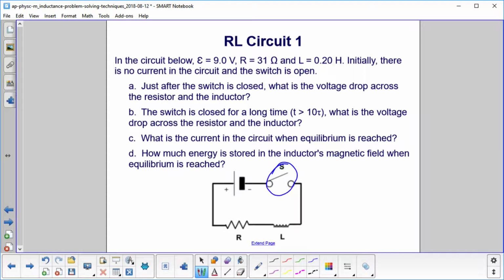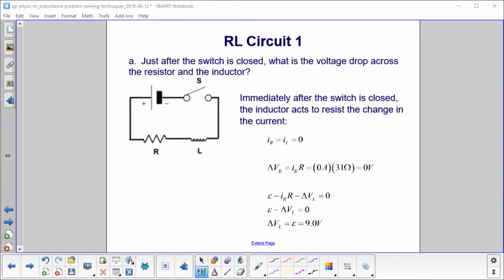If the switch is closed for a long time, where t is greater than 10 times the time constant, what is the voltage drop across the resistor and the inductor? What is the current in the circuit when equilibrium is reached? And how much energy is stored in the inductor's magnetic field when equilibrium is reached?